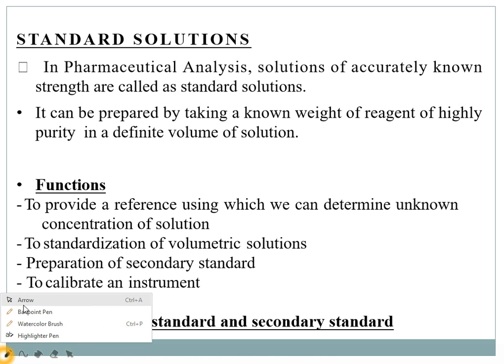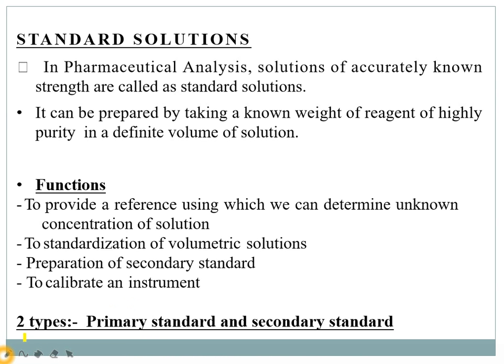Then there are two types of standard solution. The first one is the primary standard and the second one is the secondary standard. We can discuss in detail what the primary standard and the secondary standard are, along with their properties and examples. So first is primary standards.